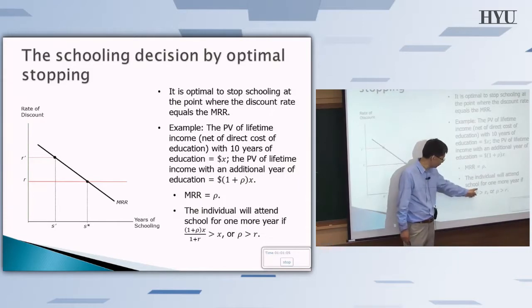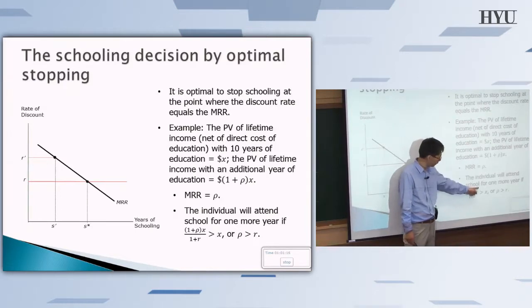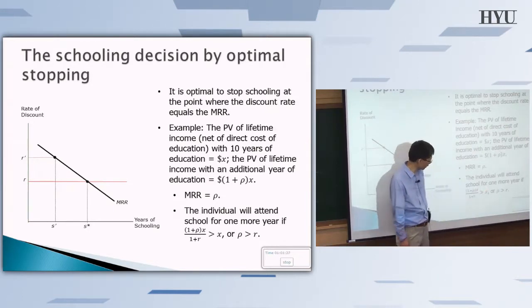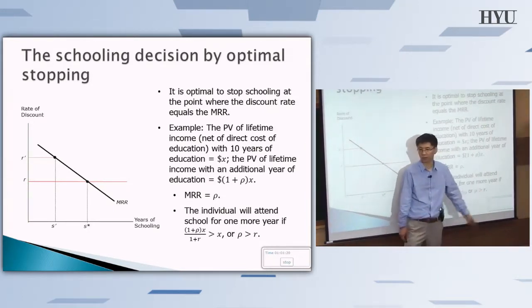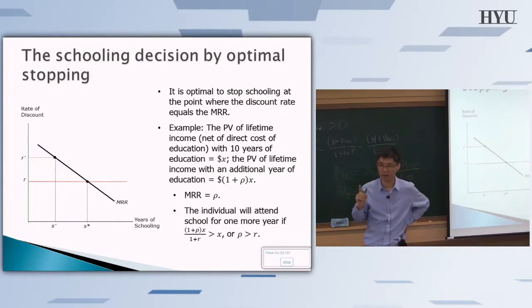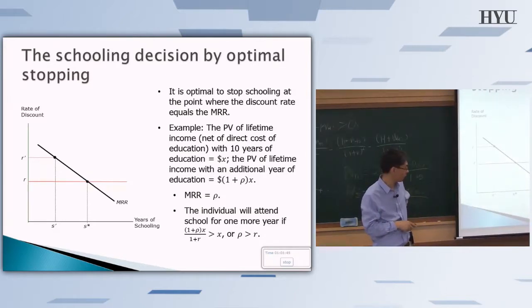Now having 1 more year of education gives 1 plus rho times x. But it happens 1 year later because you have to wait 1 year. So you have to discount it by 1 plus r. This discounted present value of 11 years of education is greater than the discounted value of income at 10 years of education only when rho is greater than r. What it means is if the MRR is greater than the discount rate, it's worth having 1 more year of education. Okay? If MRR is, let's say, 5%, and the discount rate is 4%, it makes sense to have 1 more year of education. Because even after discounting it, you will have additional income.